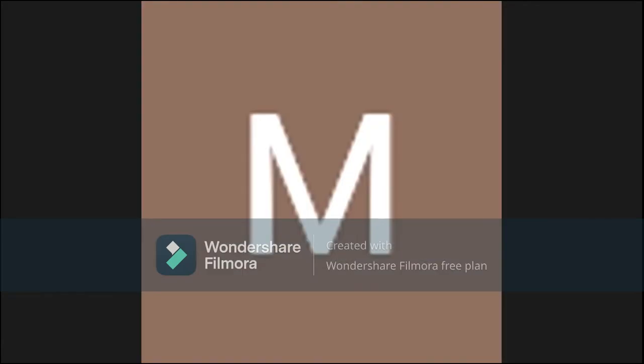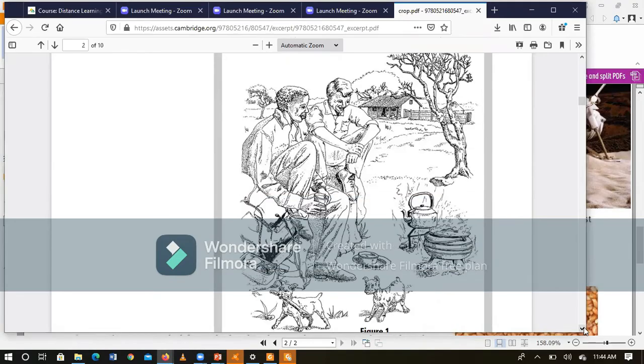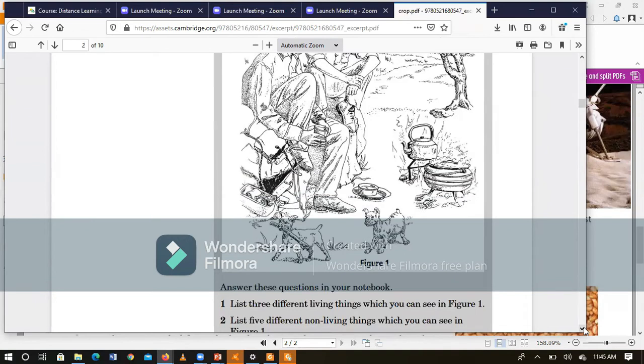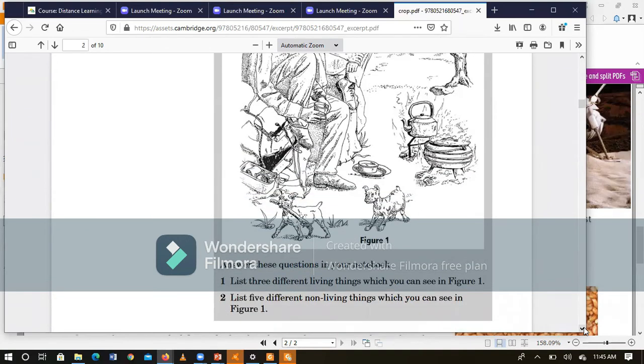So now there is a short activity that we are going to be doing together. On my screen there is a picture, 2 gentlemen that are seated. The first question is for you, Cindy. We are going to be rotating questions as we go along. So I want you to observe this picture carefully. The first question says, list 3 different living things which you can see in Fig 1.